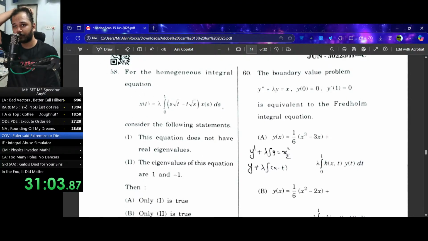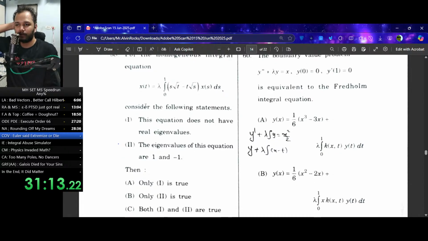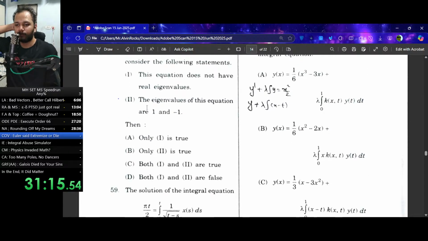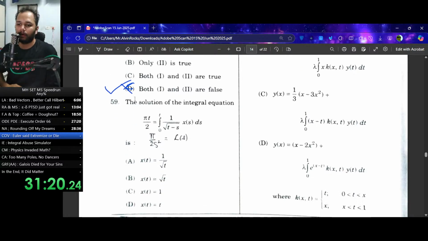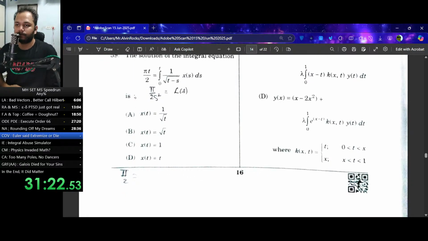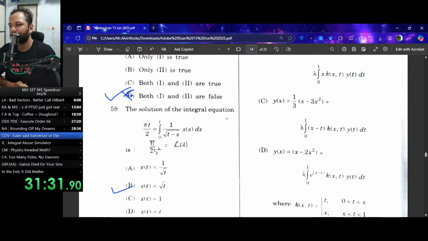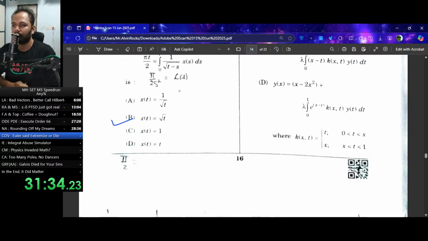For the homogeneous integral equation, I'll just go with this. It seems too obvious to be true. You can apply Laplace transform and get probably root t. No idea. No idea.